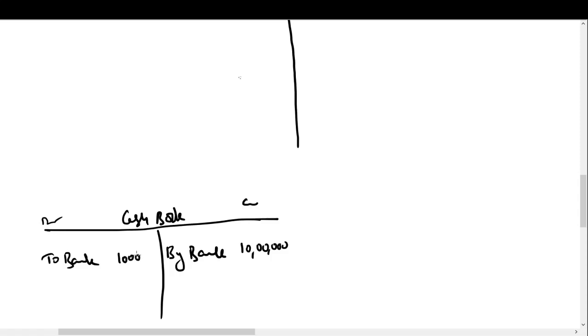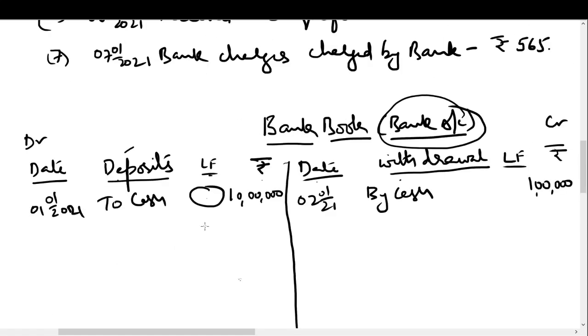If you remember the format of the cash book, receipts are recorded on the left side and payments are recorded on the right side. Receipts and payments. Here in the bank book, wherever we deposit money in the bank, it is debited, and when we withdraw money from the bank, it is credited. Okay, so this is how we record it.